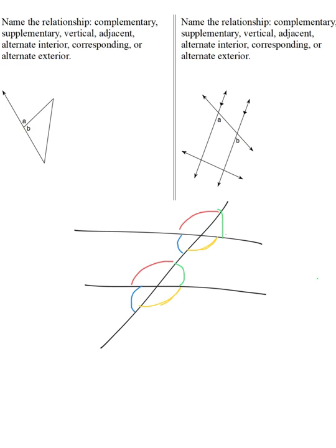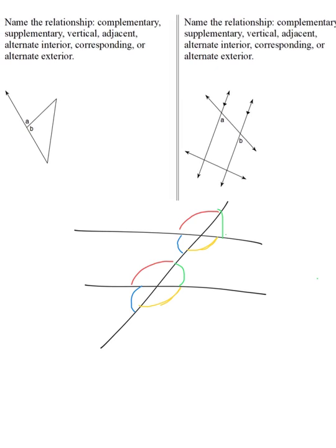So now I can look at figure 1 and see that those are side by side and form a straight line. Therefore, A and B, I would call them supplementary angles. When I look at the second figure, I see that A would be on the bottom right and B would be on the bottom right of that transversal. So we would call those corresponding angles.